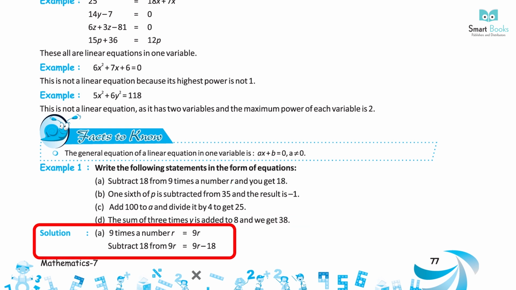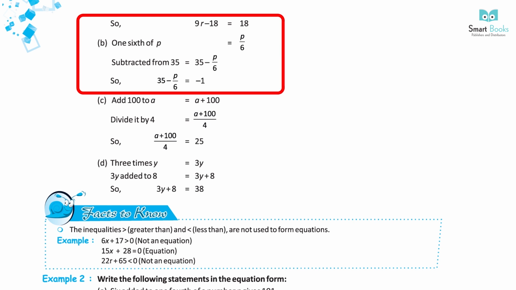Solution. A. 9 times a number r equals 9r. Subtract 18 from 9r: 9r minus 18. So 9r minus 18 equals 18. B. 1/6 of p equals p upon 6.